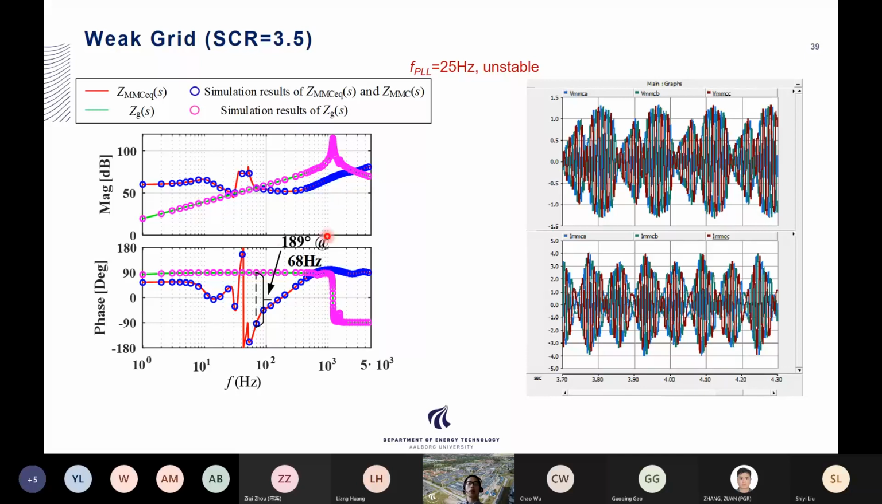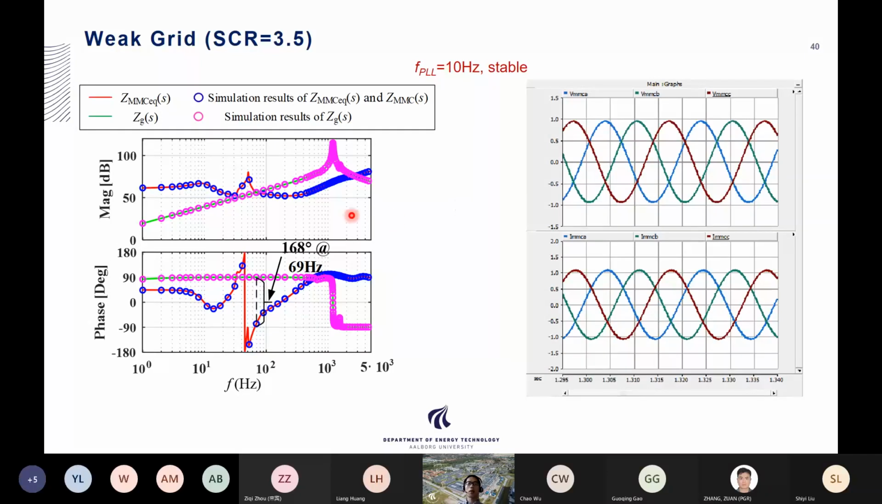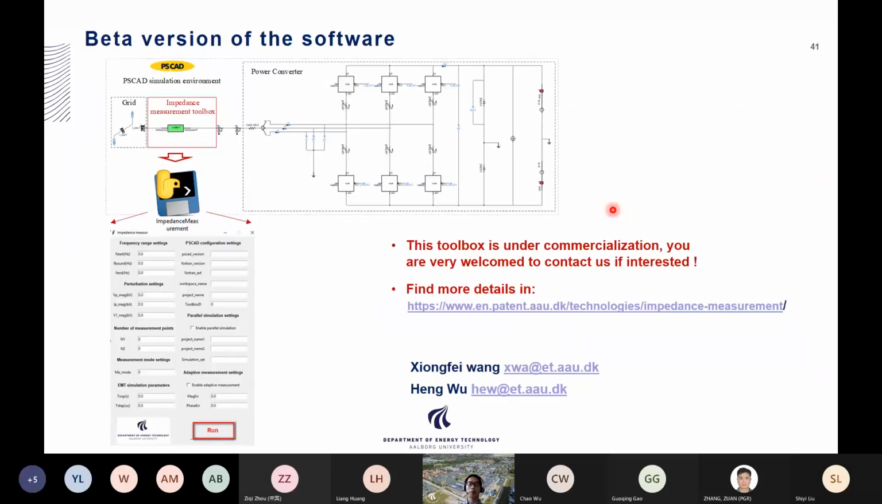You can see that this measurement result shows the unstable operation of the system, and it is also confirmed by the simulation analysis. And also there is a stable case where the measurement result shows the stable operation of the system, which is further confirmed by the simulation analysis.